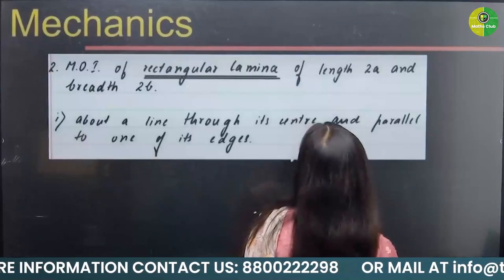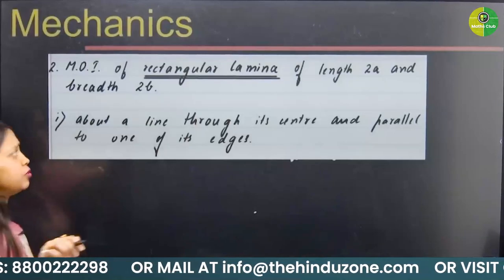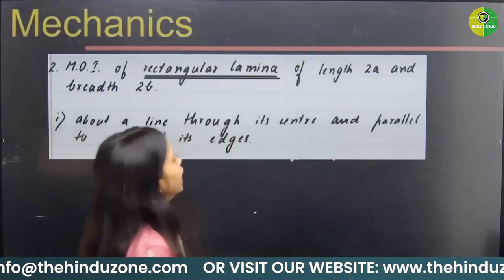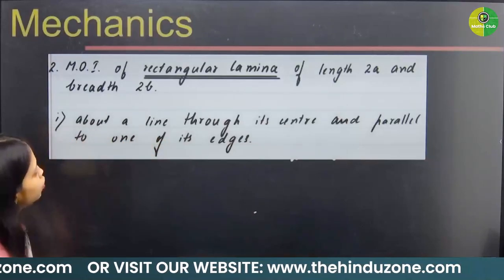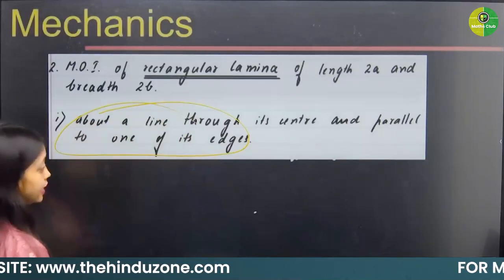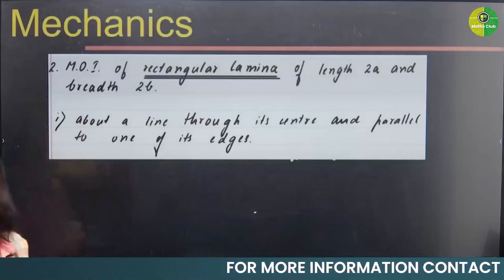Next, let us discuss the moment of inertia of a rectangular lamina. Rectangular lamina means there is a rectangular sheet, so area is also involved here, of length 2a and breadth 2b, about a line through its center and parallel to one of its edges.